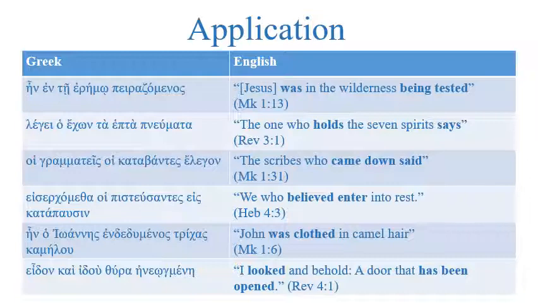We see this most clearly in the difference between Hebrews 4:3 and Mark 1:6. Hebrews 4:3, pistuasantes, contains an aorist participle, which means that the action happened entirely before the main verb. We who believed enter into rest. On the other hand, in Mark 1:6, with our perfect participle, we know that that action continues into the present. John was clothed in camel hair. At the time that the narrator is describing, John is still wearing clothes.